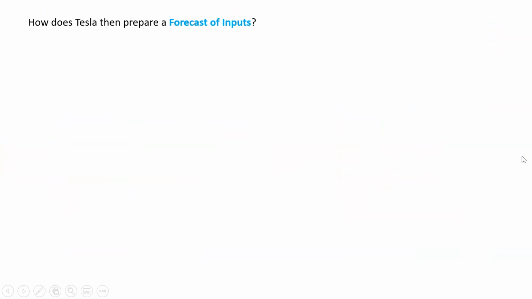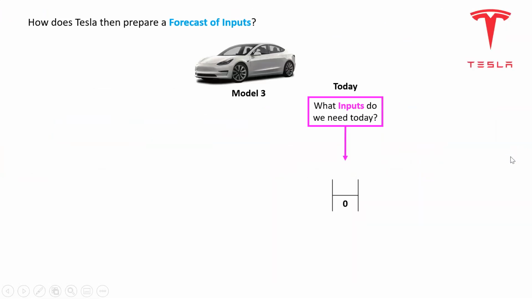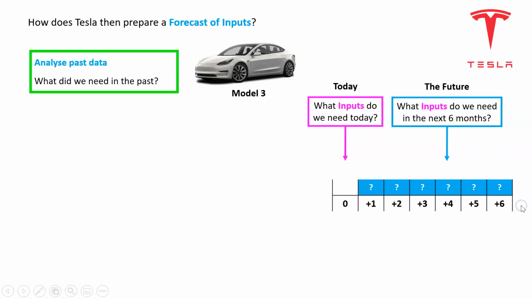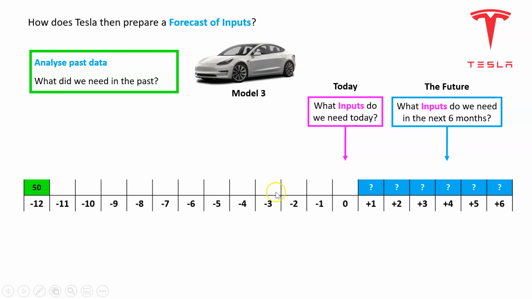And there, how does Tesla then prepare a forecast? Well, I guess it's all about asking, what inputs do we need today? That's not really the question we're forecasting. Today should have already been planned for. We're saying, what inputs do we need, say, for the next 6 months? So this is today, this is next month, the month after, etc. And to do that, we're going to do a forecast. And a forecast is analyzing past data. What did we need in the past? Well, let's look at the last 12 months.